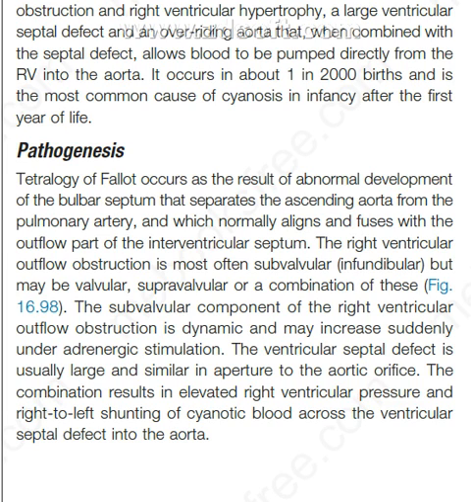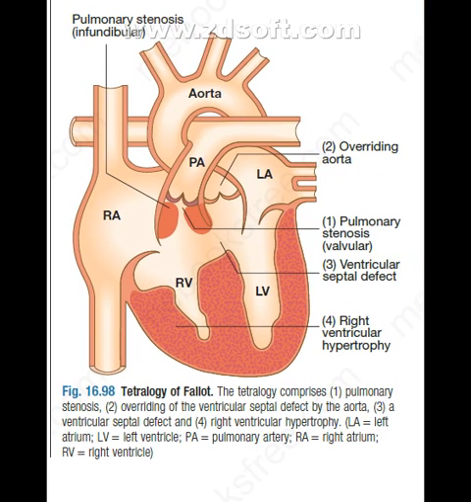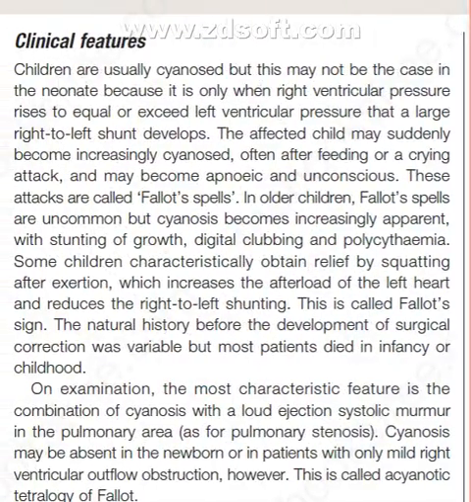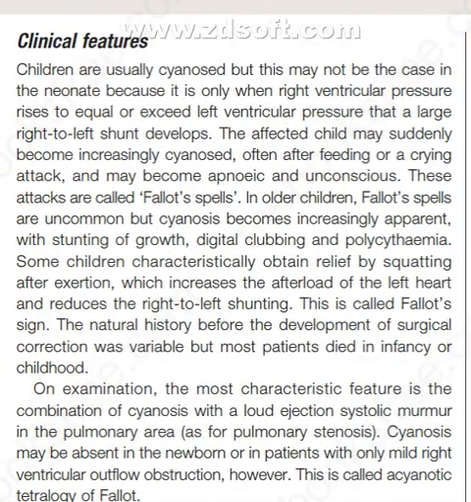The ventricular septal defect is usually large and similar in aperture to the aortic orifice. The combination results in elevated right ventricular pressure and right to left shunting of cyanotic blood across the ventricular septal defect into the aorta. This figure shows tetralogy of Fallot. The tetralogy comprises pulmonary stenosis, overriding of the ventricular septal defect by the aorta, a ventricular septal defect, and right ventricular hypertrophy. Now, the clinical features of tetralogy of Fallot.